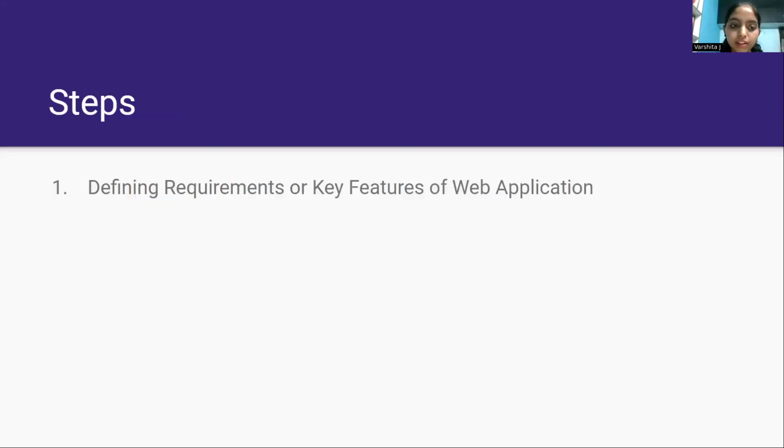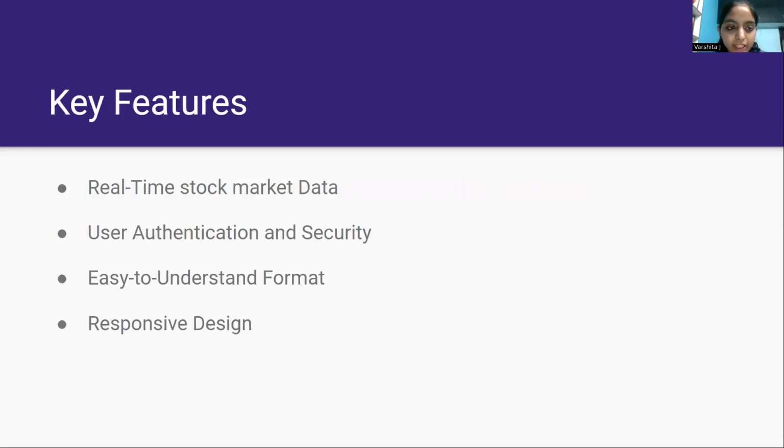The steps. The first step is to define the requirements or the key features of the web application. The key features of web application are real-time stock market data, that is the live data, user authentication and security. This feature ensures that the user data is protected. Easy to understand format: the stock market data is displayed in a form of easy to understand format like charts and tables. Responsive design. The web application is responsive, which means it can adapt to different devices and screens of different sizes.